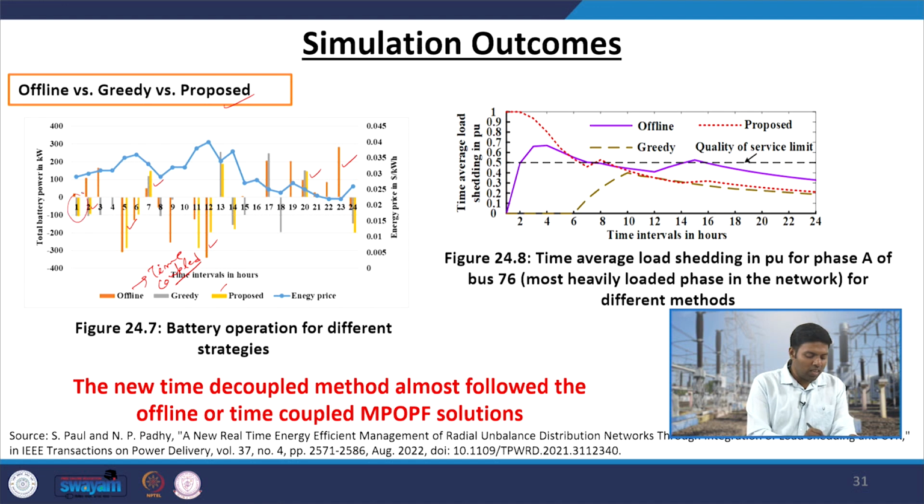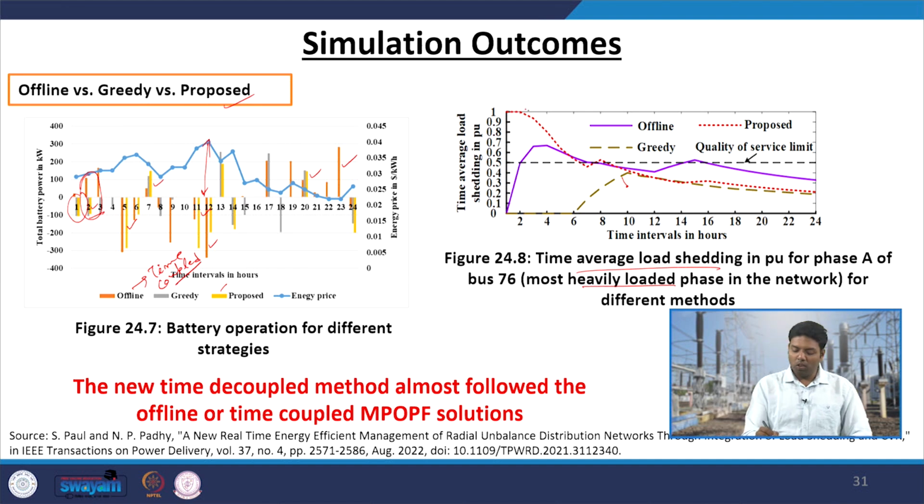At the initial stage, this complementarity or this opposite behavior we have seen because it is a real time OPF. So it is following the greedy algorithm as well. But if you go only with the greedy, then at the peak price time you do not have any power to discharge. That means it will go to a costly solution. Again, if you see the time average load shedding, this is your quality of service limit. If you go with the greedy algorithm, it is not even allowing load shedding.